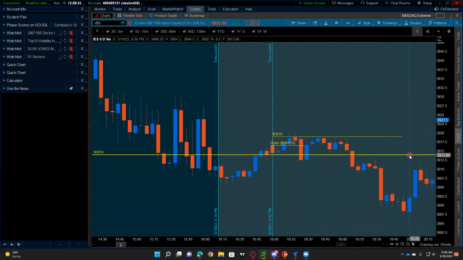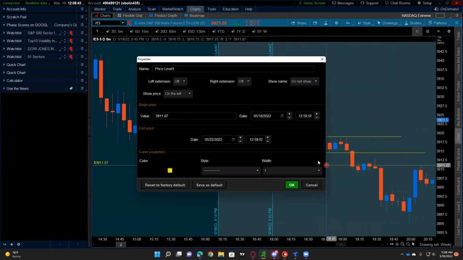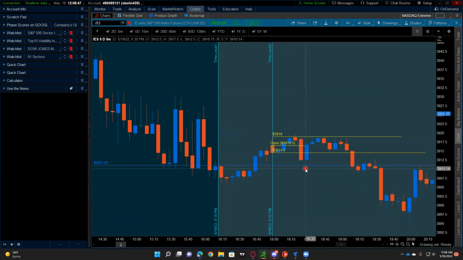And we're going to move this just so we can see a little bit. We know that the close was 39.14. So if we need to, we could put that line back again, but we're just going to go ahead and get rid of it. So now we've got the open and we've got the 5-minute high and the 5-minute low.